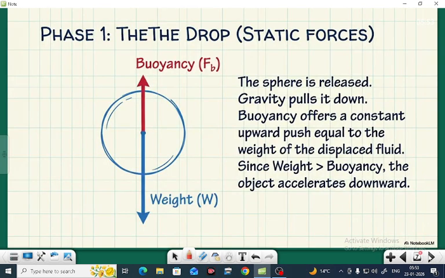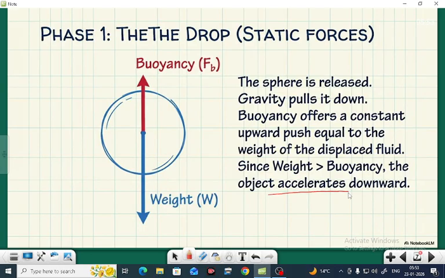Phase 1, the drop, static force. You see this is the buoyancy Fb, force of buoyancy, and this is the weight. This sphere is released. Gravity pulls it down. Buoyancy offers a constant upward push equal to the weight of the displaced fluid. Since weight is greater than buoyancy, the object accelerates downward.